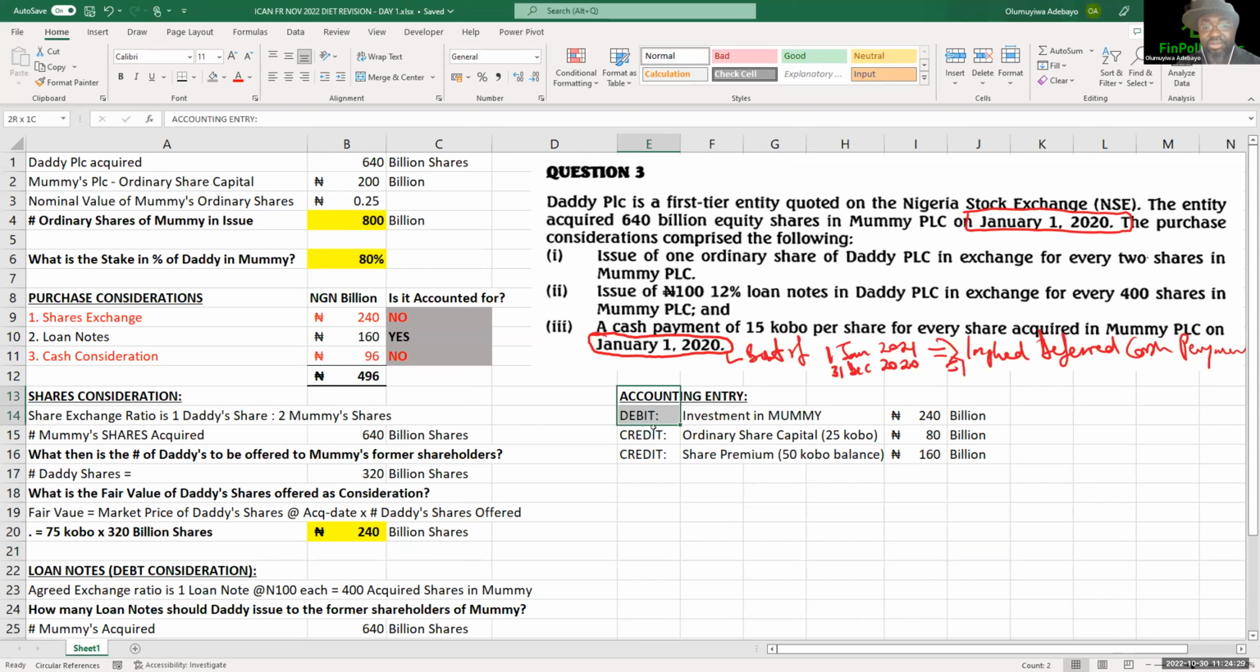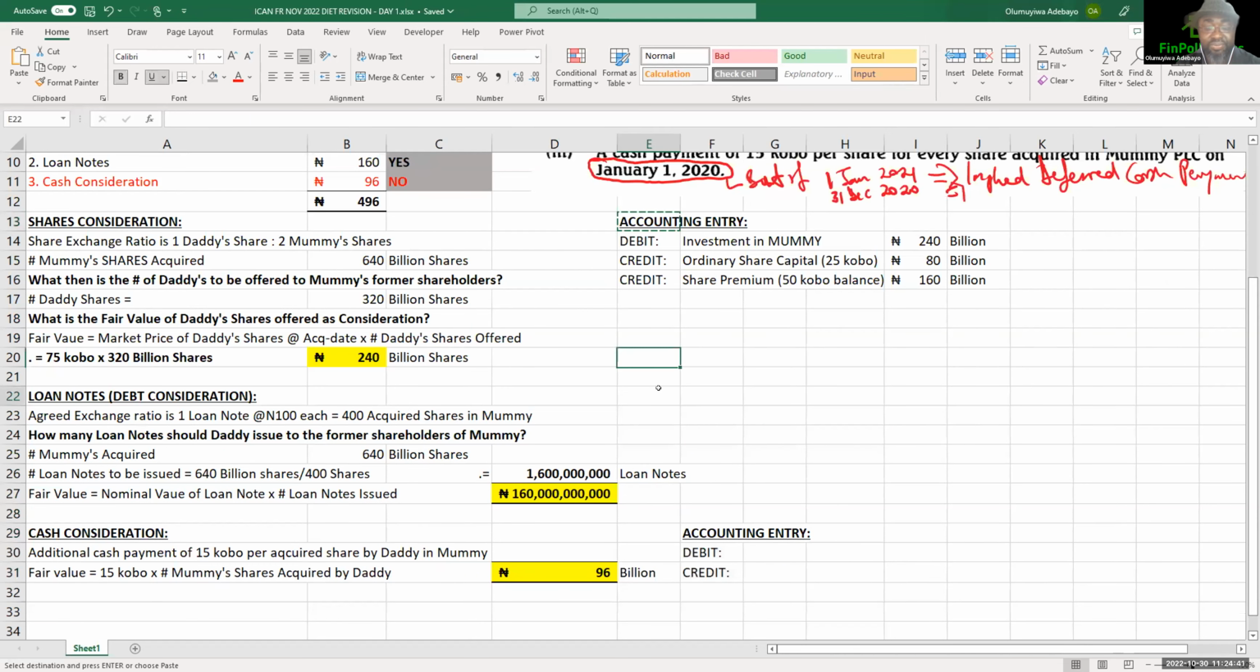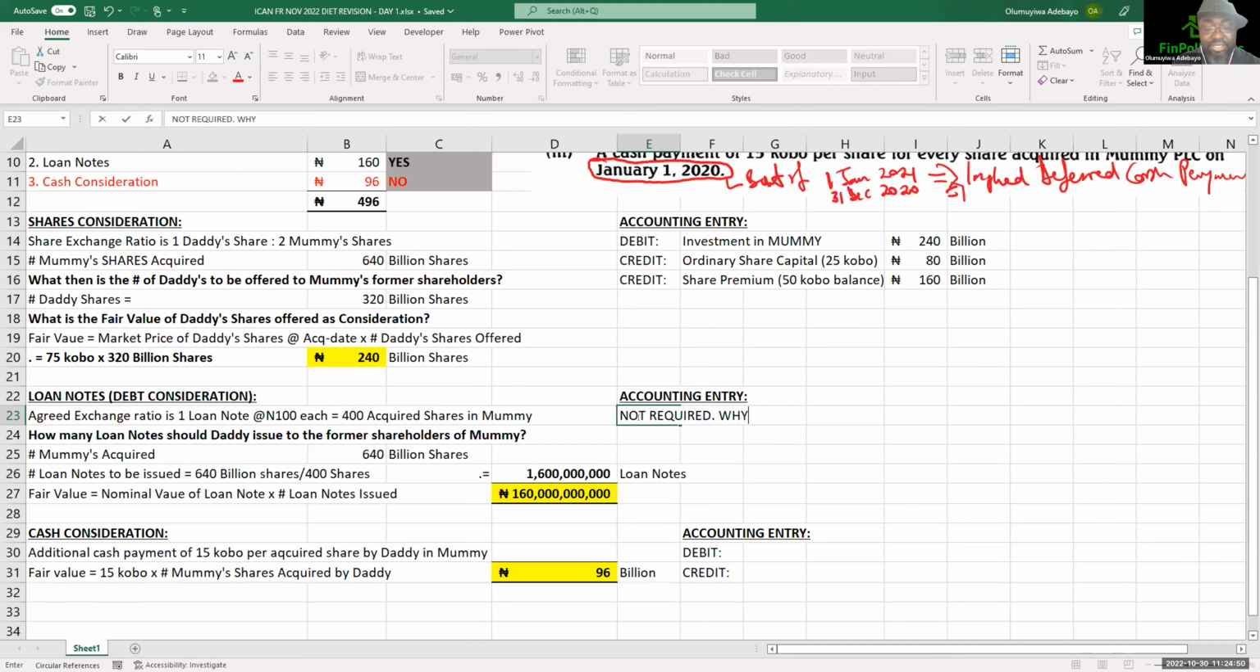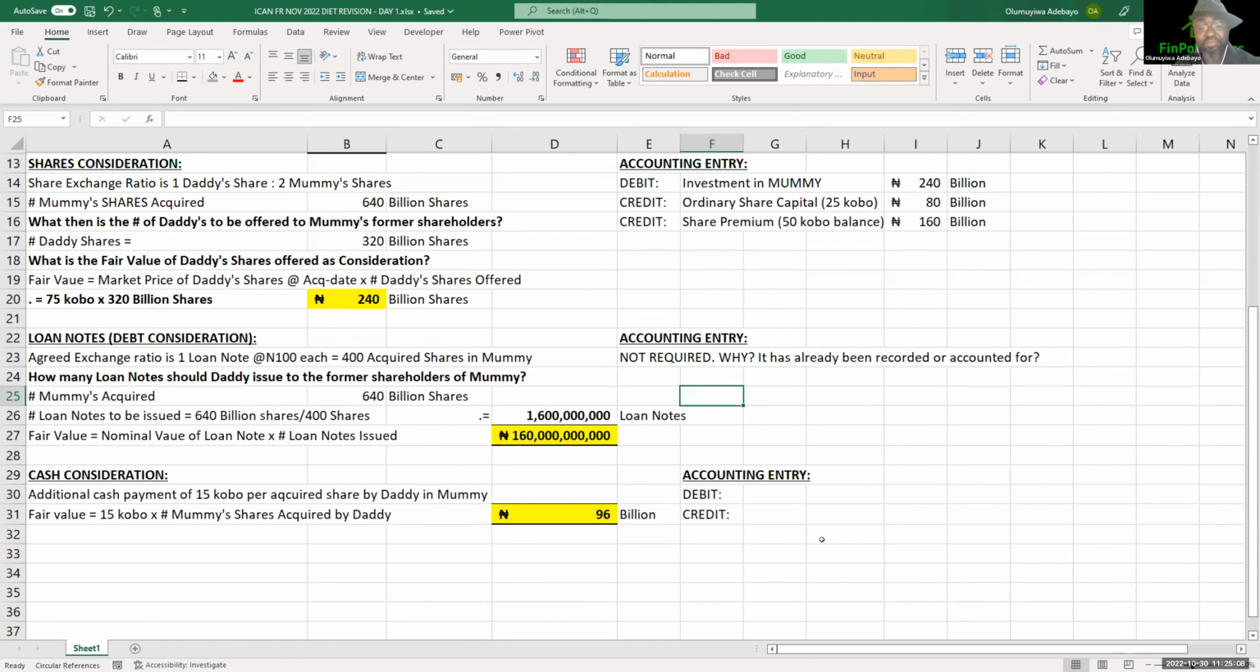Now the second accounting entry is the cash consideration. When it comes to this, I'll say no. Not required. And why? It has already been recorded or accounted for. Take note of that. Now for this, investment is also created in money.